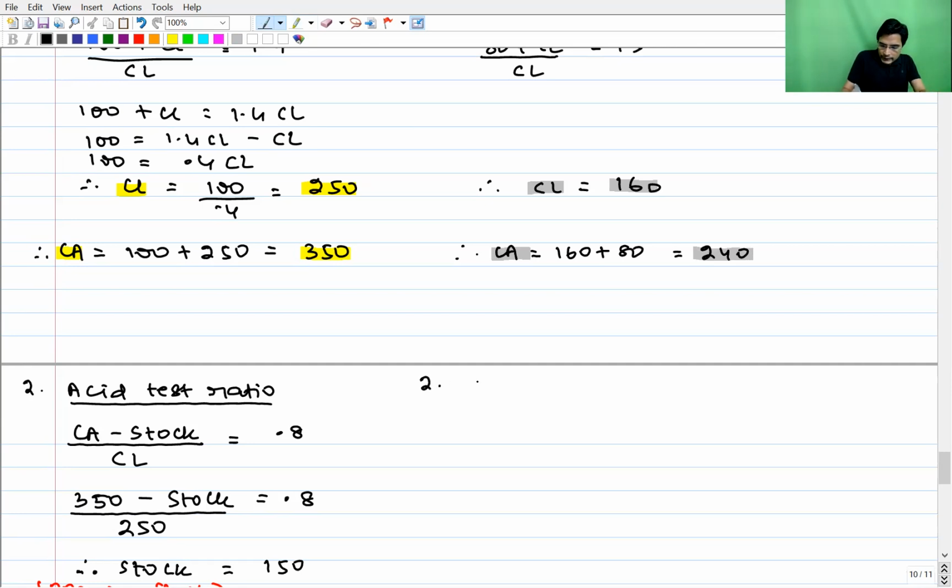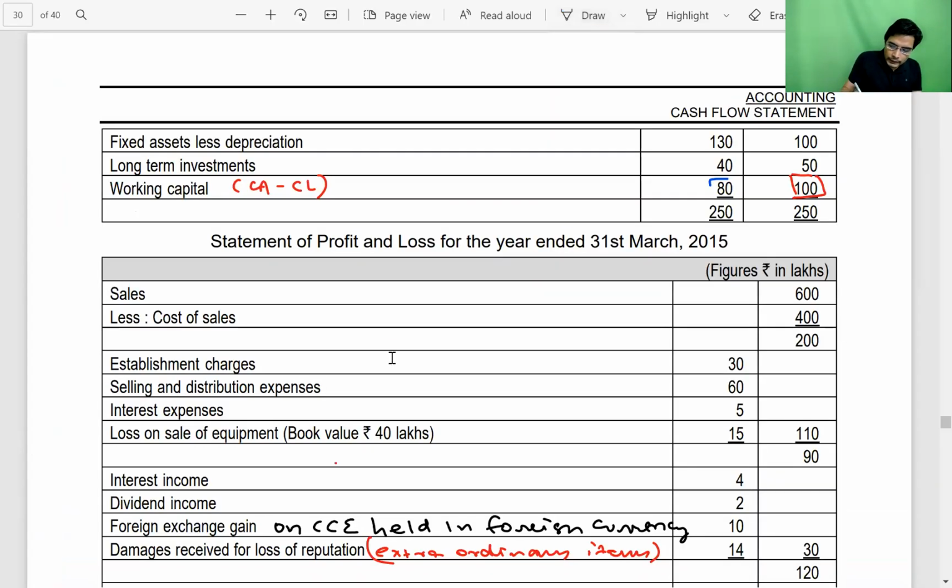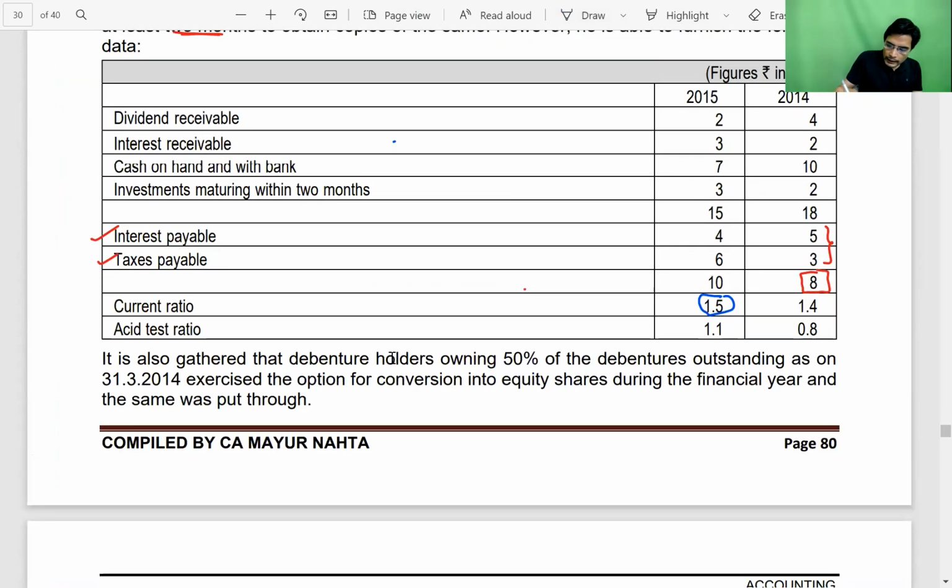Now we will use the second ratio which they have given to us, acid test ratio. What is acid test ratio? Why do we minus stock? What is the logic? All those things you will study in financial management subject. The formula for acid test ratio, also known as quick ratio, is quick assets by current liability, which is current assets minus stock divided by current liability. And acid test ratio given to us in this question is, at the year end, the acid test ratio is 1.1.